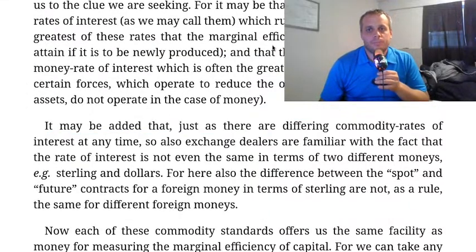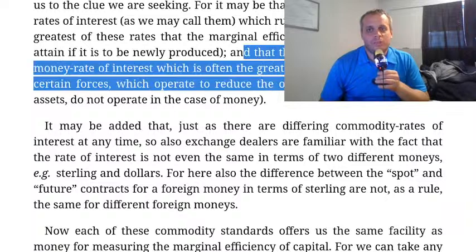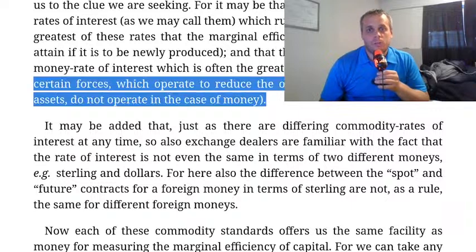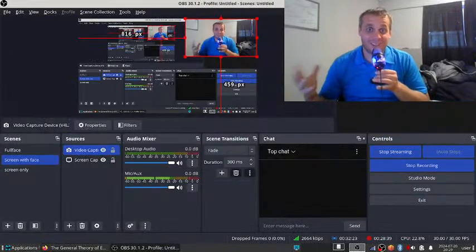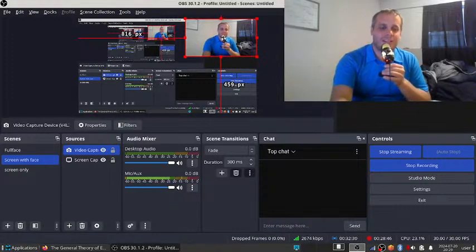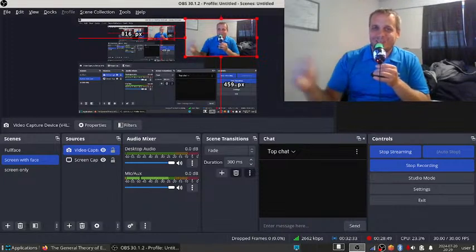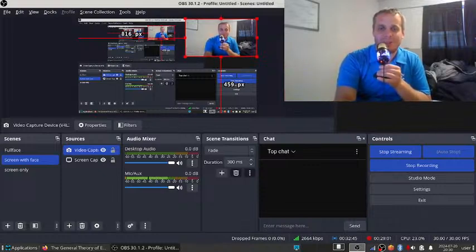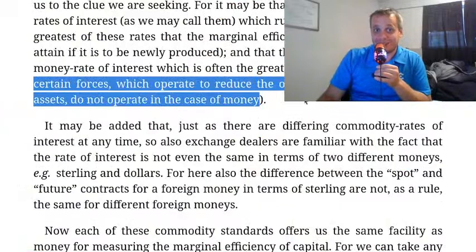It may, okay. And that there are reasons why it is the money rate of interest which is often the greatest, because, as we shall find, certain forces which operate to reduce their own rates of interest to other assets do not operate in the case of money. So it's like, oh, money is so great because it always has the highest interest rate, and that determines how we optimally allocate resources. But if you actually get through the chapter and see where we're going with this, it's like, well, maybe that's not great. Maybe that's where all the bad stuff comes from that we associate with the monetary economy, that we think of natural cycles like recessions. That's a hint, that's a spoiler.